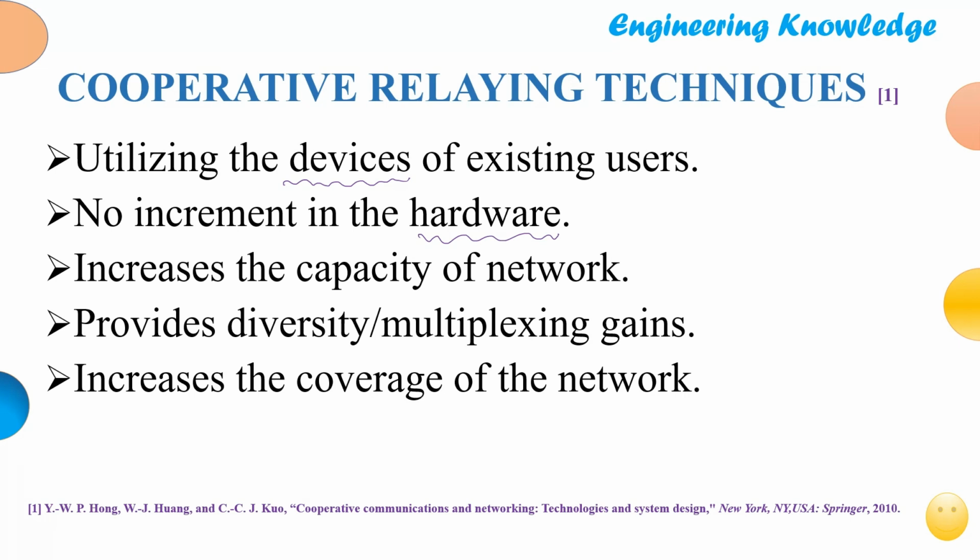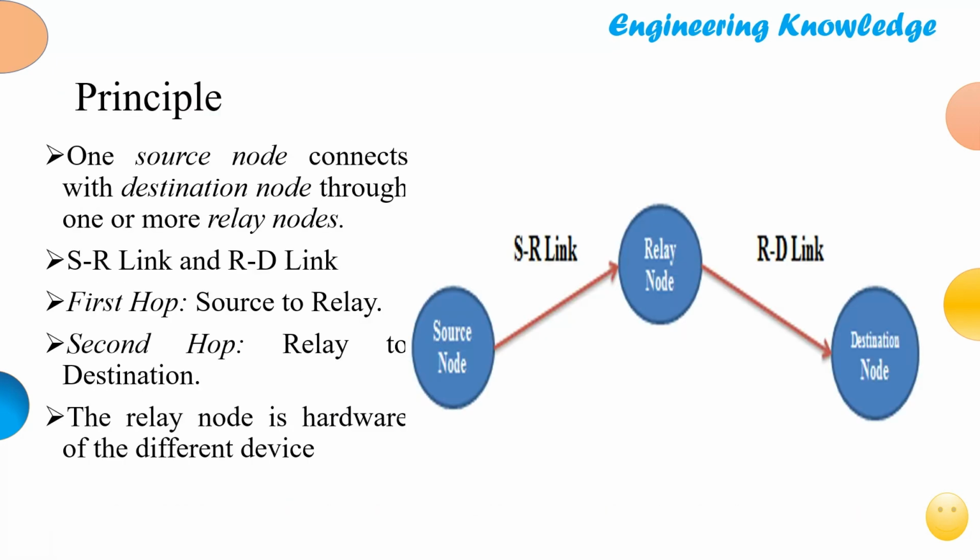Due to this, the capacity of the system can also be increased, the coverage will increase, and this will lead to diversity and multiplexing gain depending on how we use it. So, how do we implement these cooperative relaying techniques? The basic principle is that there is a source node which wants to communicate to the destination node, but it's not communicating directly.